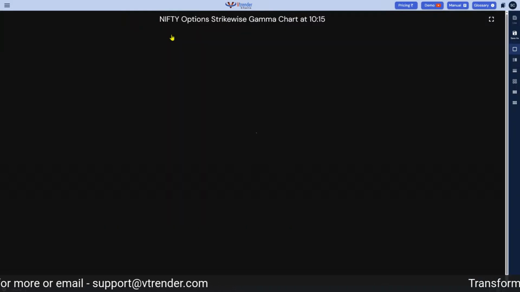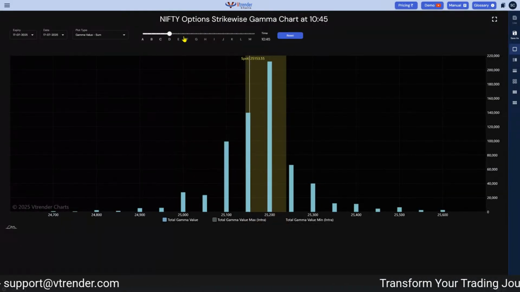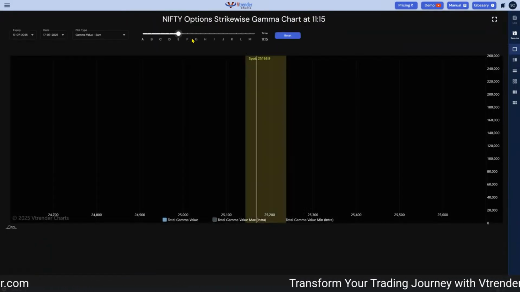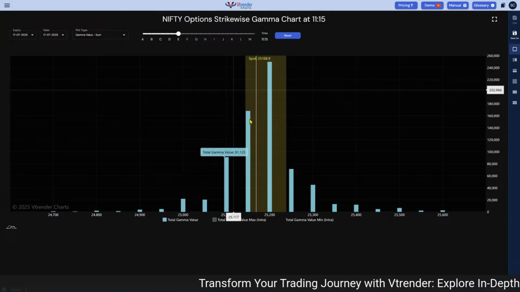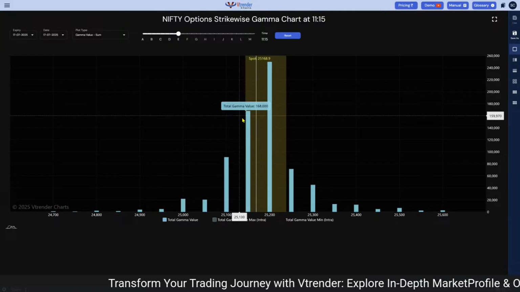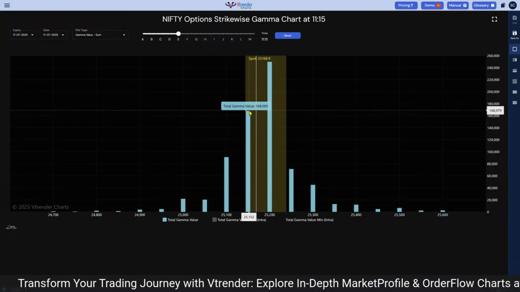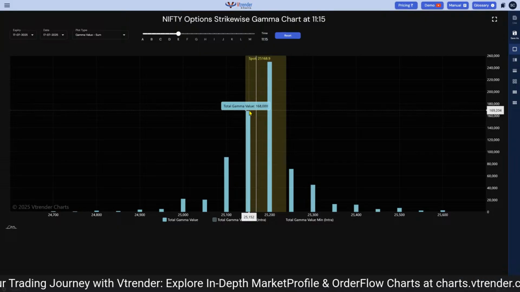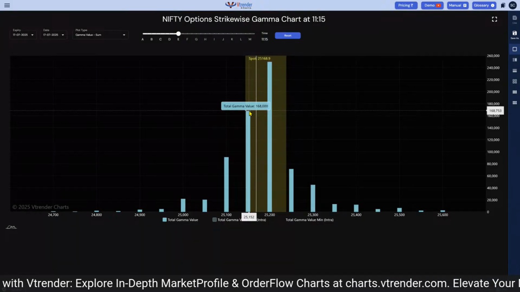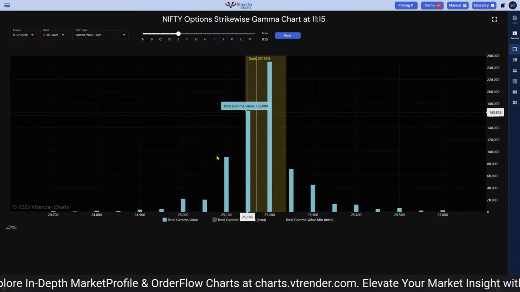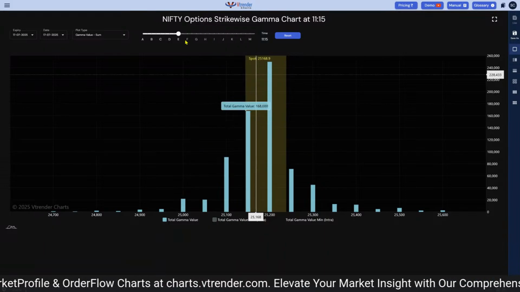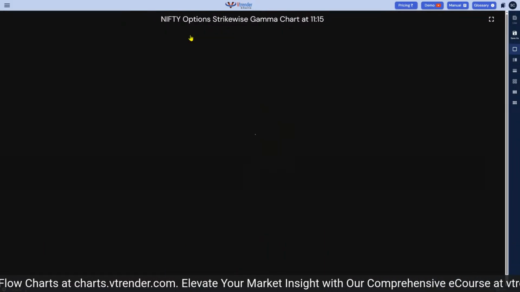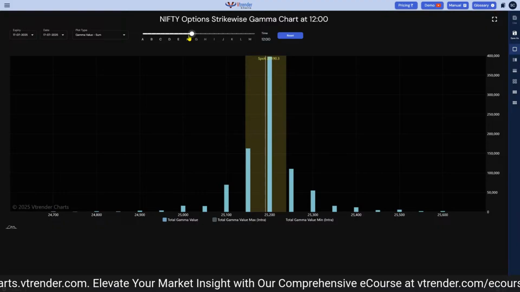At 10:15, and if I go into 11 o'clock, 10:45, it was the biggest gamma strike for a long period of time. At some point, around 11:15, the 25,100 started picking up value. This was maybe some of that early smart money starting to look at 25,100 and 25,150 as possible reasons for expiry. Now, why is this chart important?